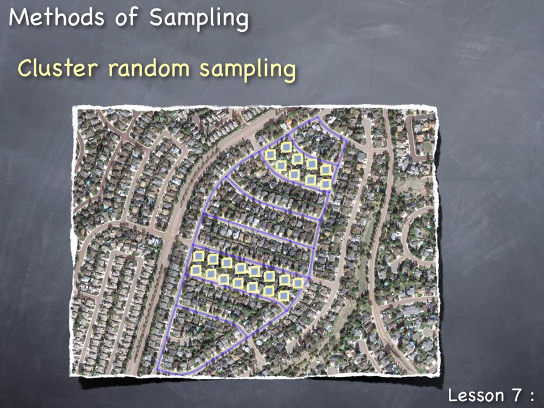Notice the difference between cluster sampling and stratified sampling. In cluster sampling, entire clusters are included or excluded, whereas in stratified sampling, each and every one of the groups are included.